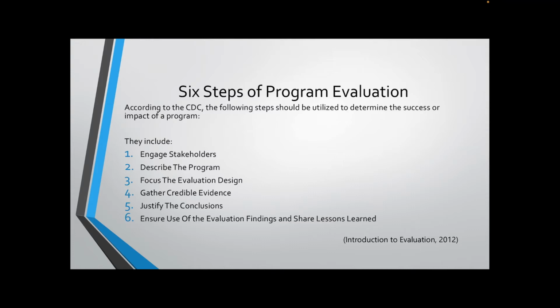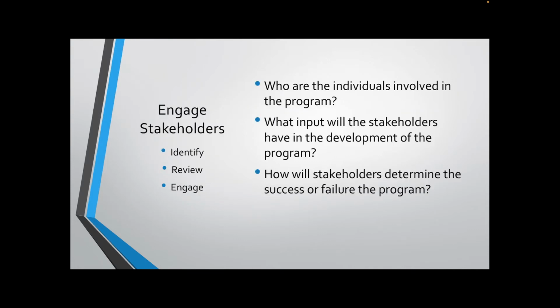So what we'll do is look through each one of these 6 steps as we go through the different stages of program evaluation. The first step is to engage the stakeholders. The way that you have to engage those stakeholders is you have to identify them, review the information and what kind of development is occurring in the program, and then finally engage those stakeholders in order for the program to be deemed a success or a failure.